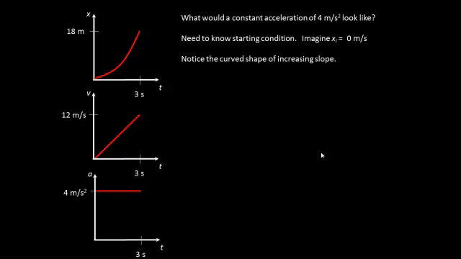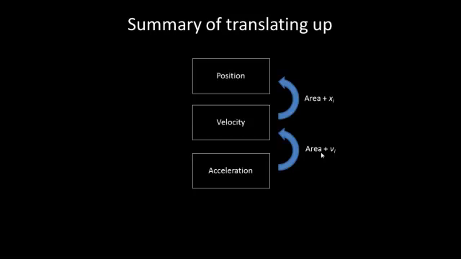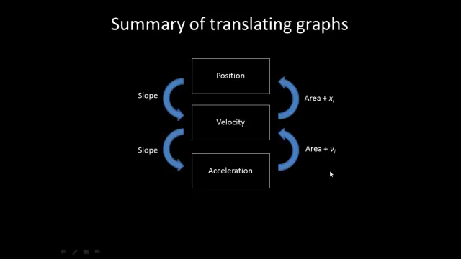Notice the curved shape of increasing slope. As time goes on, the object is moving faster and faster, and this shows up on our graph as a curve. So, in summary, we can go from an acceleration versus time graph to a velocity versus time graph by looking at the area under the curve, plus needing to know the initial velocity. Then we can move from a velocity versus time graph to a position versus time graph by looking at the area under the velocity graph plus the initial position. Let's sum up what we've done so far, and then we will do an example.